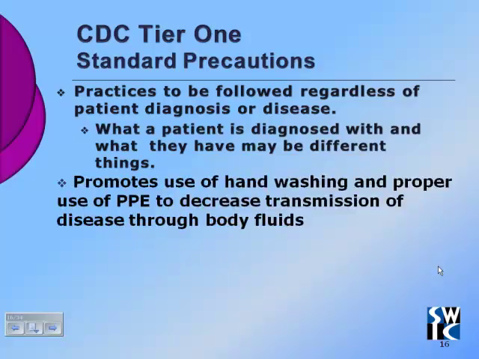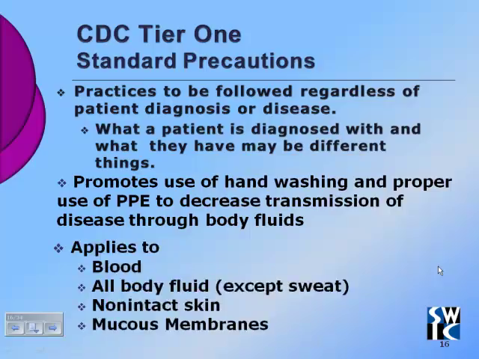Tier 1 standard precautions encourage the use of hand washing and the proper use of PPE to decrease transmission of diseases through bodily fluids. These practices apply to blood, all bodily fluids except for sweat, non-intact skin, and mucous membranes.